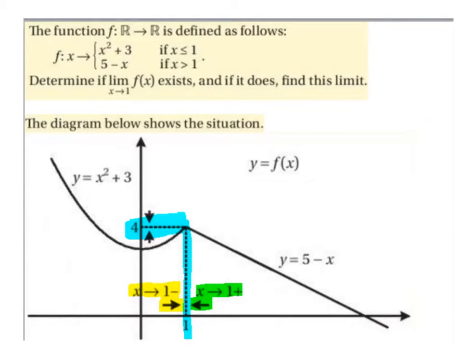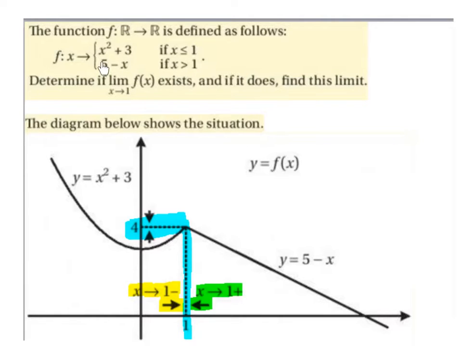So here we have a diagram or a graph to show the situation. f of x maps to x squared plus 3 for x less than or equal to 1. So this is the graph of x squared plus 3, and this is the point 1 on the x-axis. So we see as we approach 1 from the left, we get an x value of 1 and a y value of 4. So the limit as x approaches 1 from the left is 4.